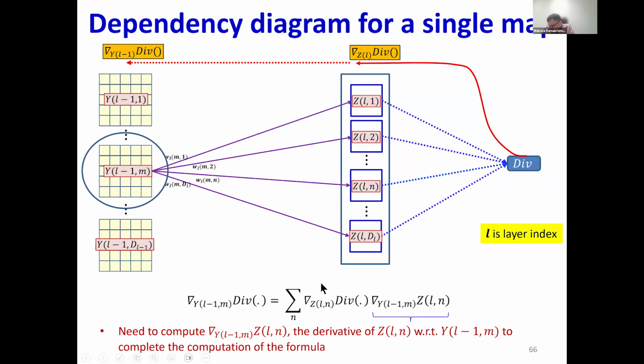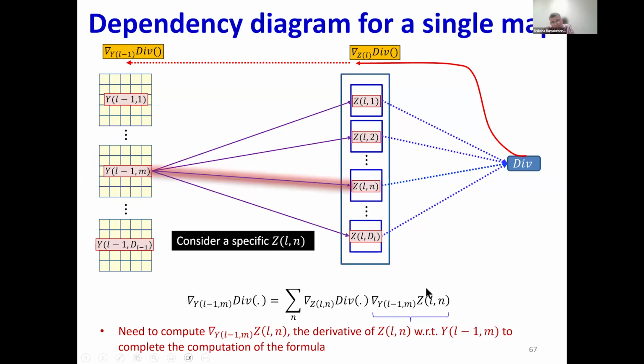And during the backward pass, we already have the derivatives of the divergence with respect to the affine map elements. So the term that remains to be computed is the second term, which is the derivative of these affine map elements with respect to y. That makes sense? Did that make sense, guys? Okay. So now this is the term we need to figure out how to compute. And to do that, let me focus on just one output affine map. How does this y affect this particular z?